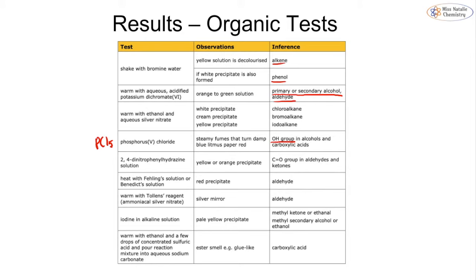We have Brady's reagent for the carbonyl. Of course, our Fehling's and our Tollens' will tell us if we have an aldehyde because we get that further oxidation to our carboxylic acid. We have our iodine reaction, which would give us our pale yellow precipitate, or of course we can form an ester with our carboxylic acid.